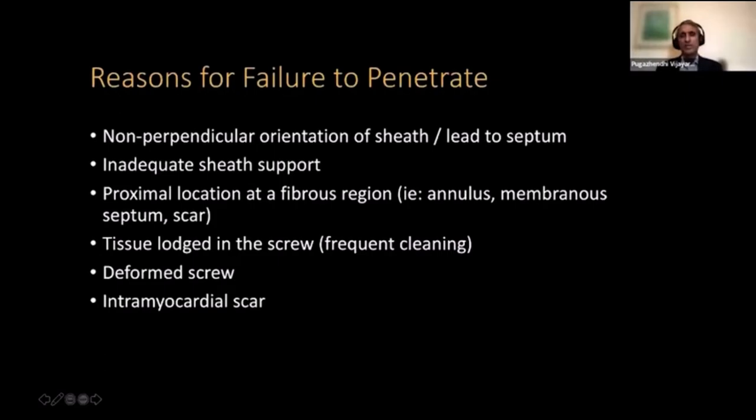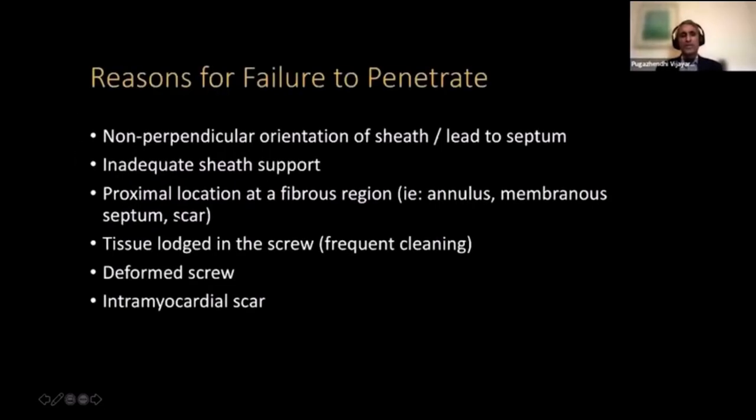Or you may be in the membranous septum itself. It's impossible to advance in the membranous septum. In some patients, you're stuck in the mid-septum because they have coronary disease, some septal scar, or other kinds of scar tissue that can't advance the lead deep.